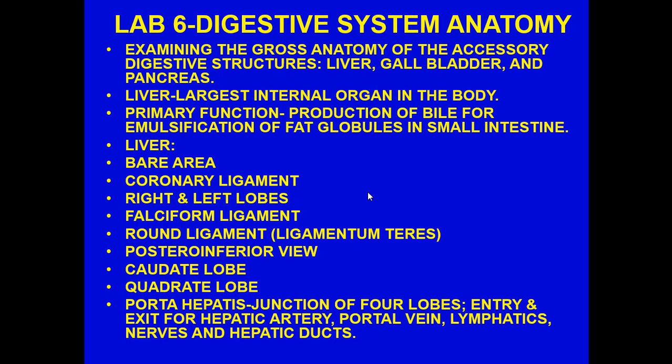When you look at the anatomy of the liver, it has a bare area, coronary ligament, the right and left lobes, the falciform ligament, and the round ligament, which is also known as the ligamentum teres. Okay. In the posterior inferior view, you would see the caudate lobe, the quadrate lobe, and the porta hepatis. This is the junction of the 4 lobes. It is the entry and exit for the hepatic artery, portal vein, lymphatics, nerves, and hepatic ducts.